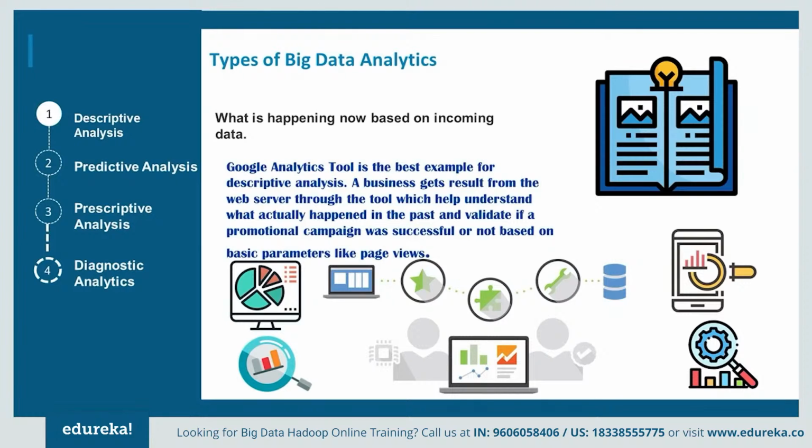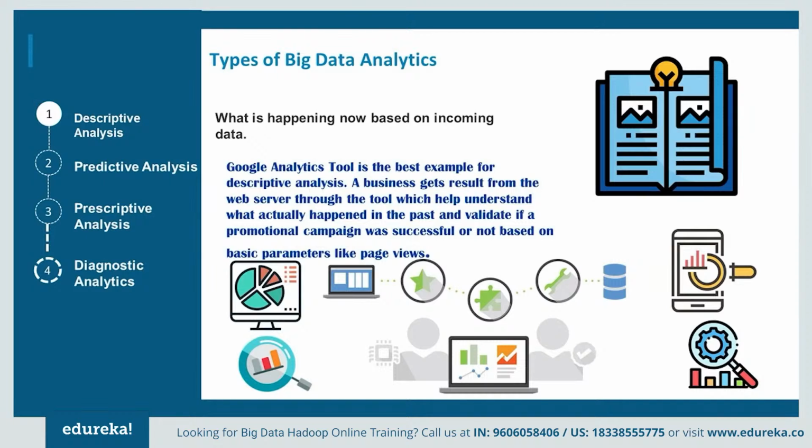So there are 4 basic types. One is descriptive analytics, second is predictive analytics, third is prescriptive analytics, and fourth is diagnostic analytics. So let us understand the first type, which is descriptive analytics. Descriptive analytics basically answers your question, what has happened? And how does descriptive analytics answer this question?